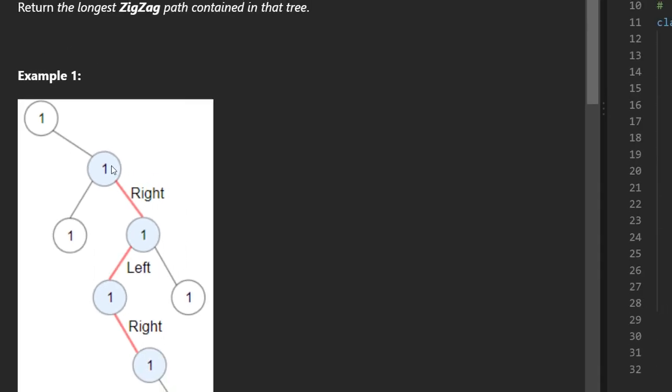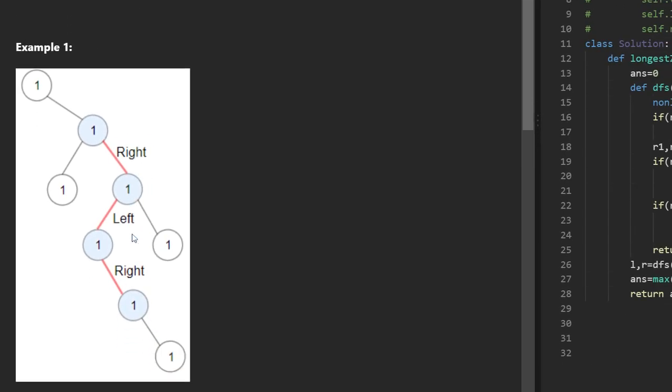Now suppose I've taken right from here, what will be the length? I'm taking right, again I'm taking left, then I'm taking right. Zigzag means you take a right, then you compulsorily have to take a left, then again you have to take a right. Now when I am at this right, I cannot take a left, there is no left. That's why I'm stopping here. If I start from this one and take a right, the maximum length I'm going to get in this case is 3.